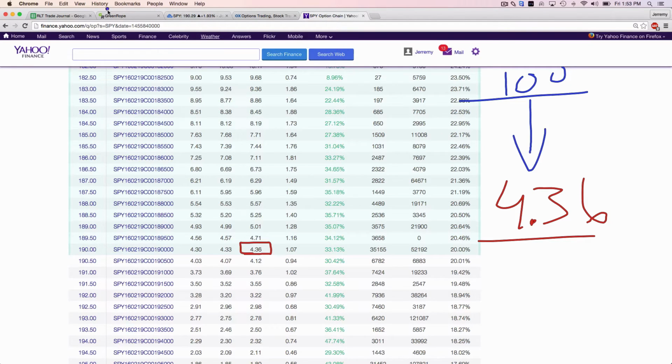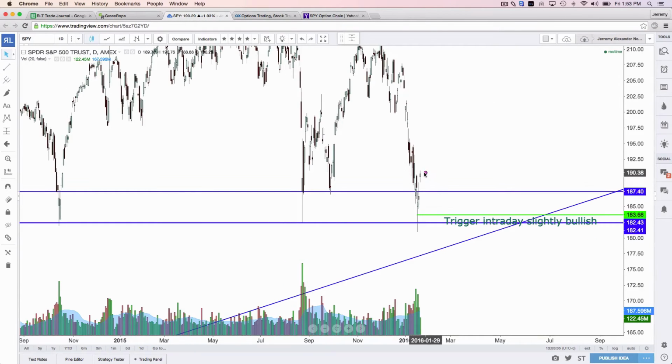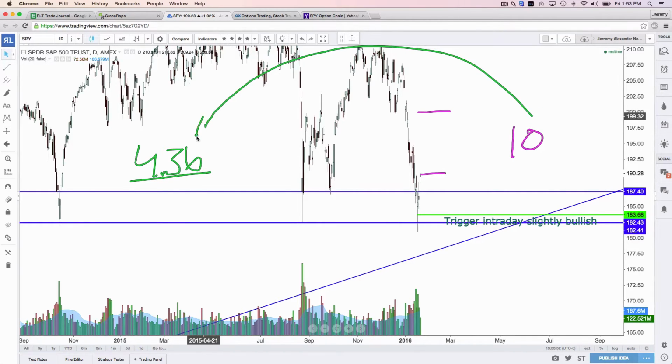So in the example of the SPY, coming back over here to the charts, if the SPY went from 190 to 200, that is a 10-point move. The option that we just looked at was worth $4.36. So all things else equal, if SPY went from 190 to 200, how much would this option be worth? All else equal, and I'll explain that at some point, that option would be worth approximately $14.36. There you go. 10 plus 4.36 is $14.36.